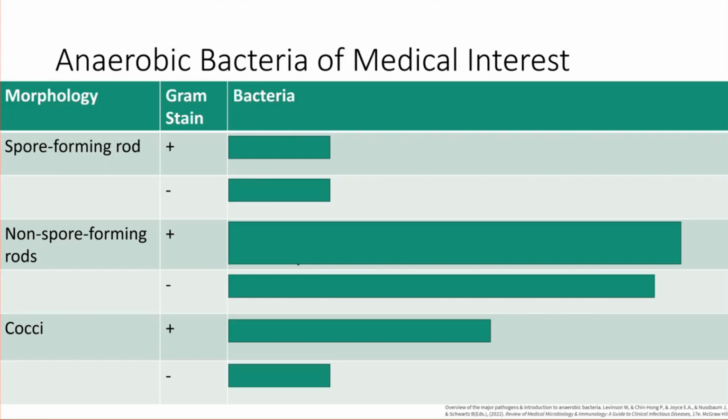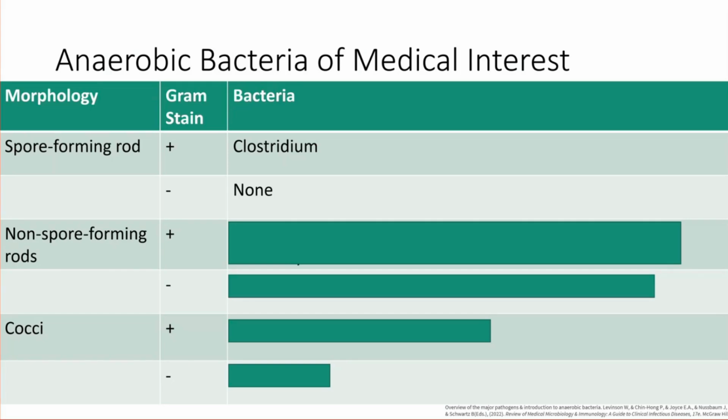Okay, anaerobic bacteria of medical interest. Give me the bugs. What is your spore-forming gram-positive rod? The very first one? Clostridium, excellent. Clostridium species. Is there a spore-forming gram-negative rod? Trick question. There's none.